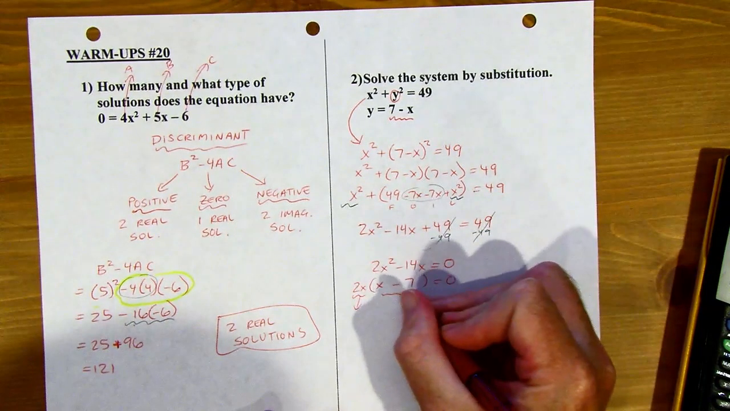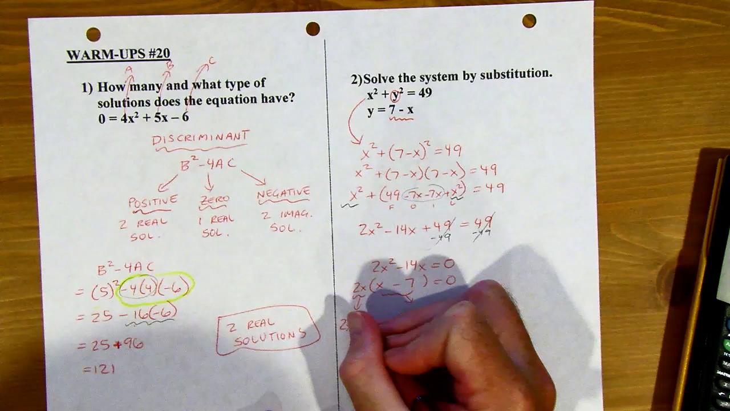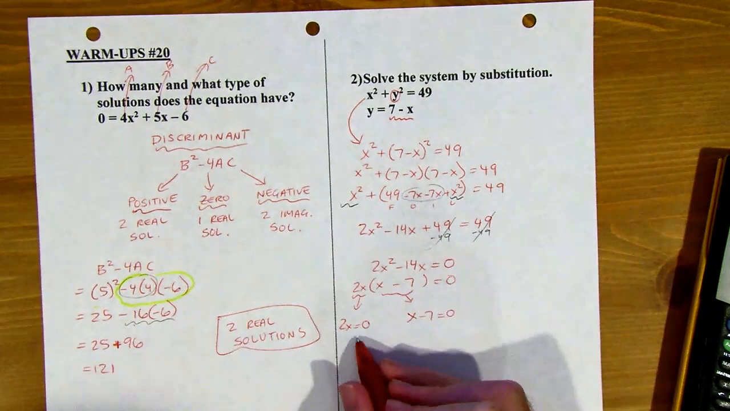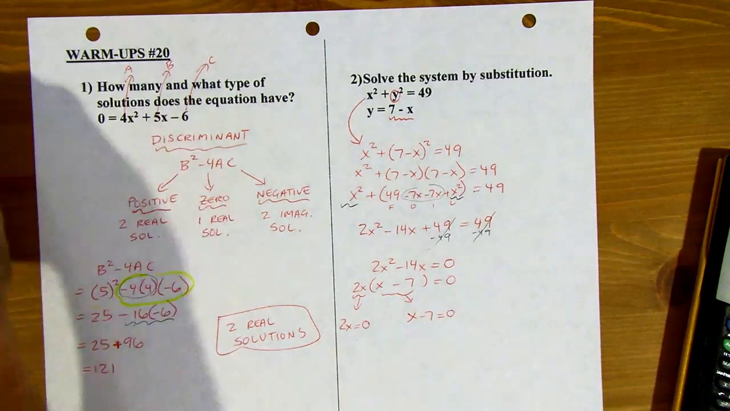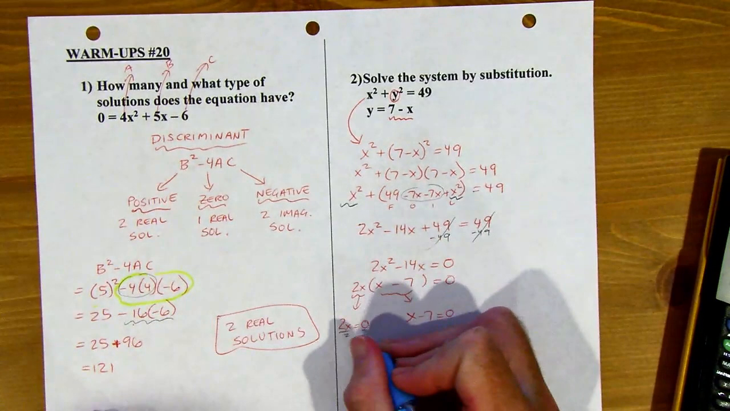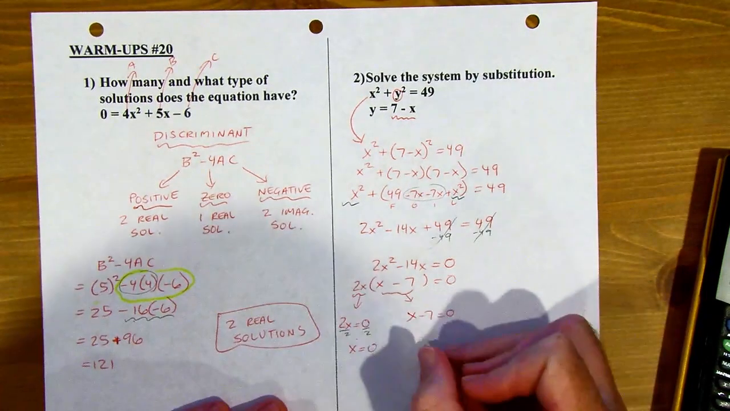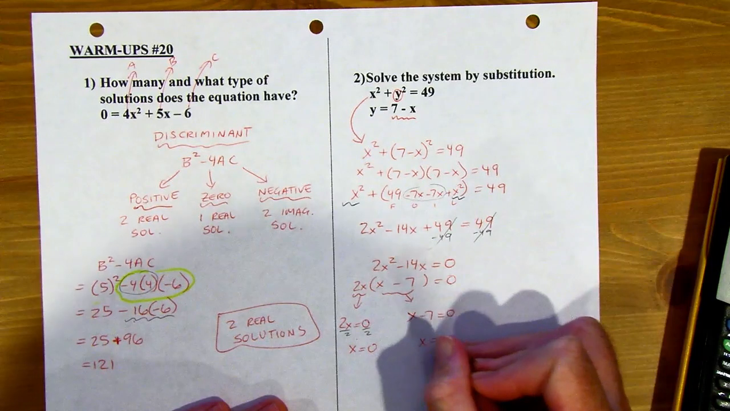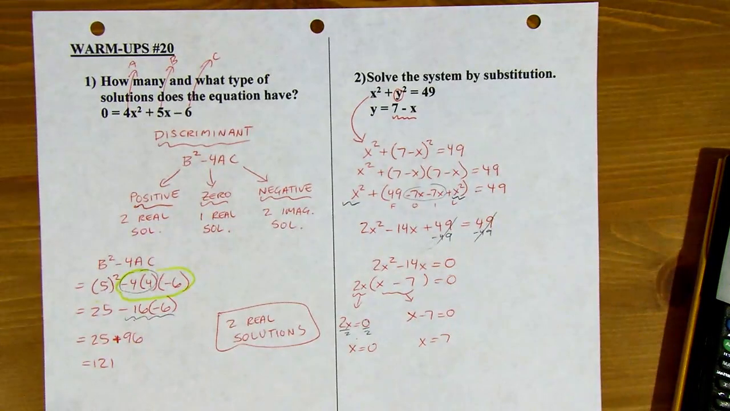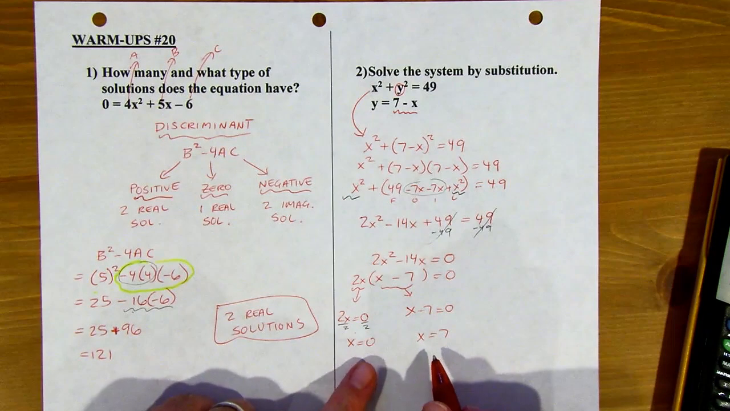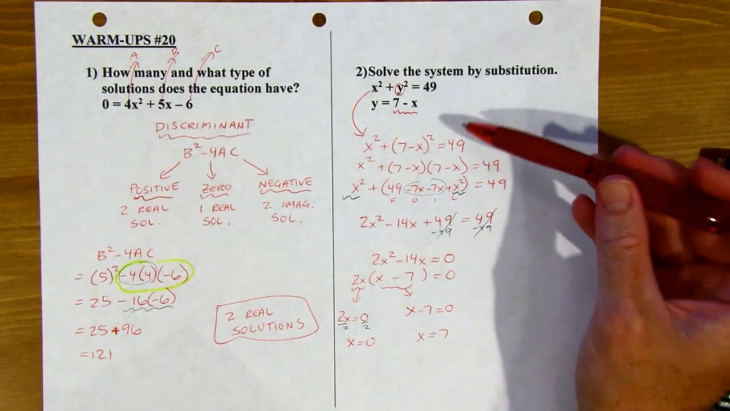So one of these two things has to equal 0. Okay, if 2x equals 0, when I divide both sides by 2, then x equals 0. Okay, and then over here, x would equal 7 when I add 7 to both sides. Okay, now I want to be careful because these are two x values. That means I'm thinking there's going to be two intersections.